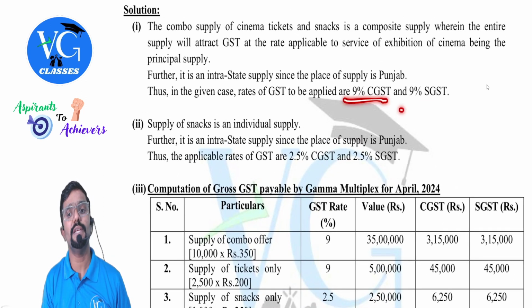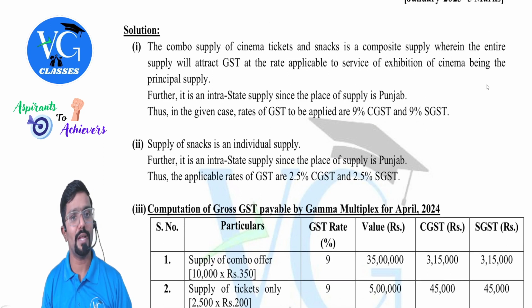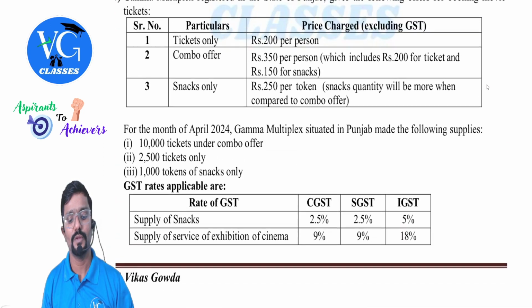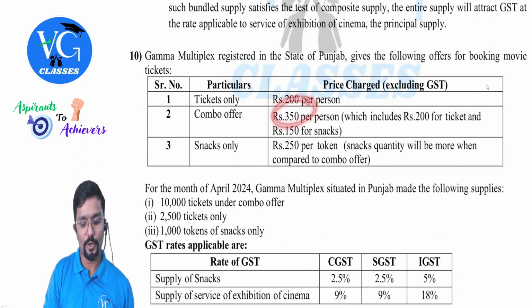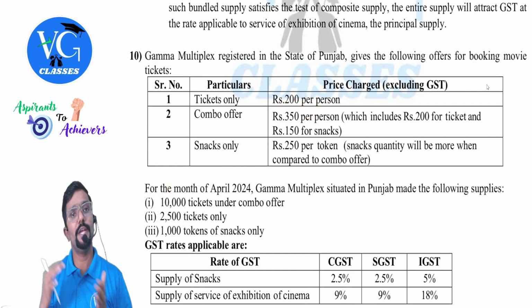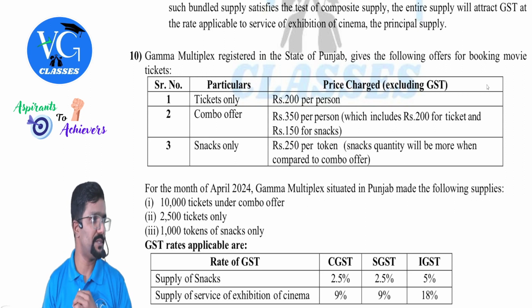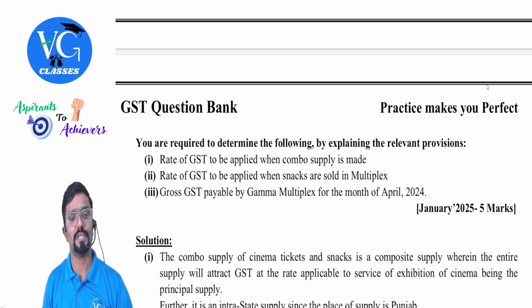9% CGST, 9% SGST. Next, on entire value. Entire value means how much, people? I will just tell you. One second. 350 into combo is 10,000. So 350 into 10,000 into 9%, 9% each. CGST, SGST.